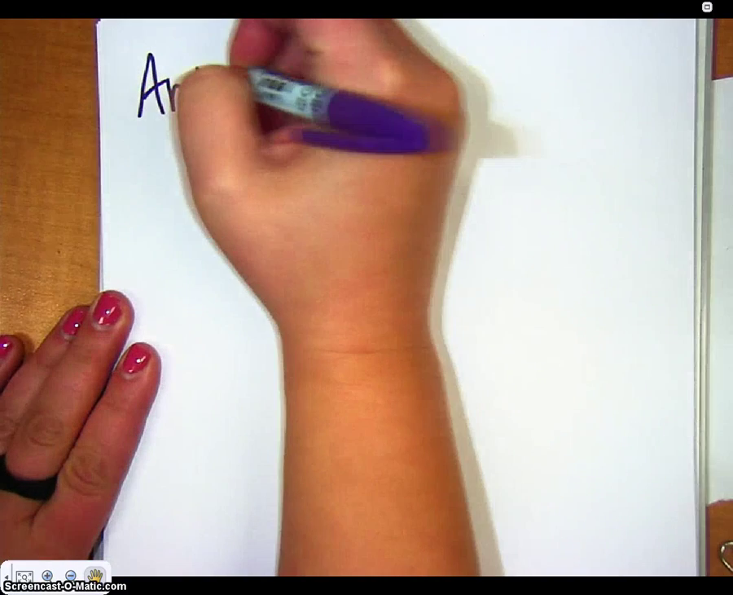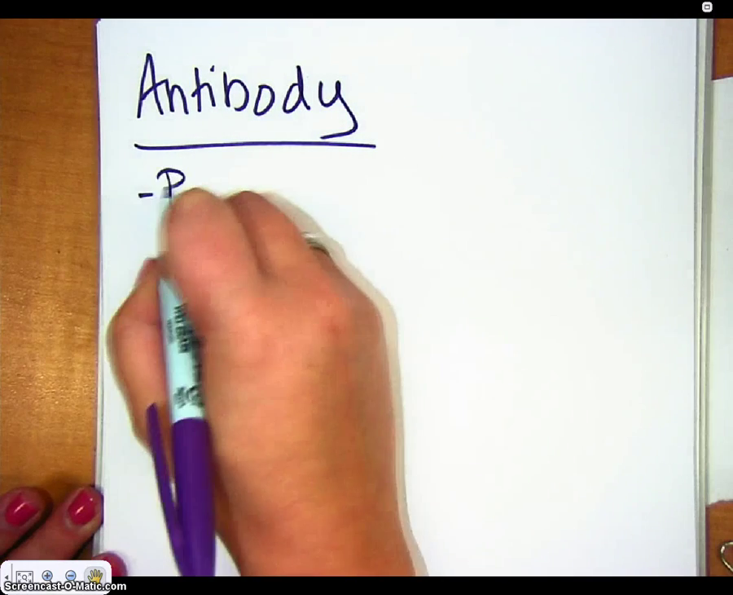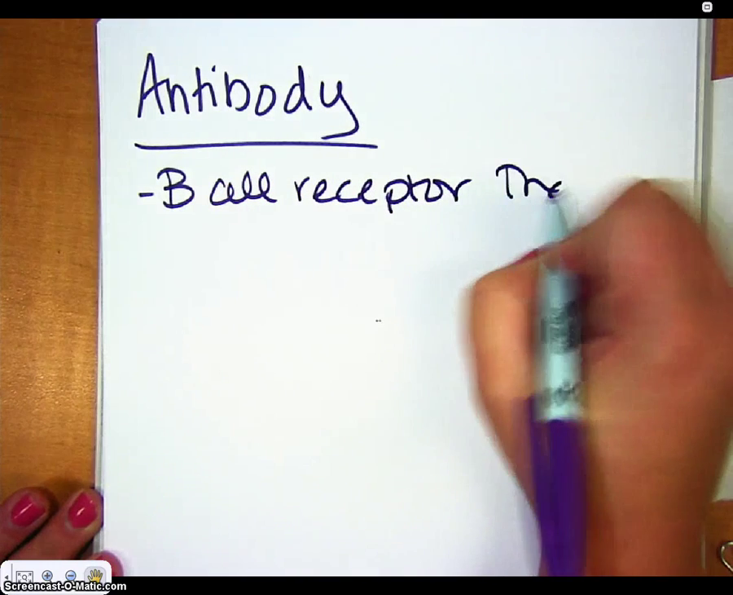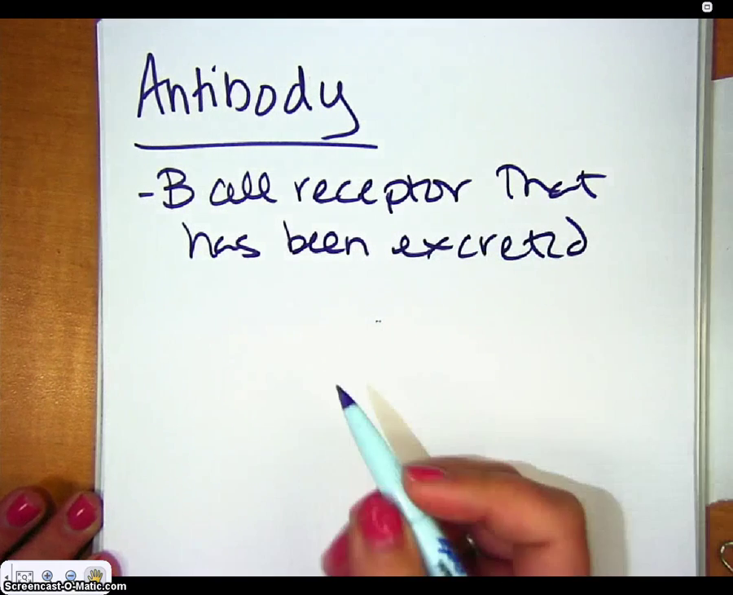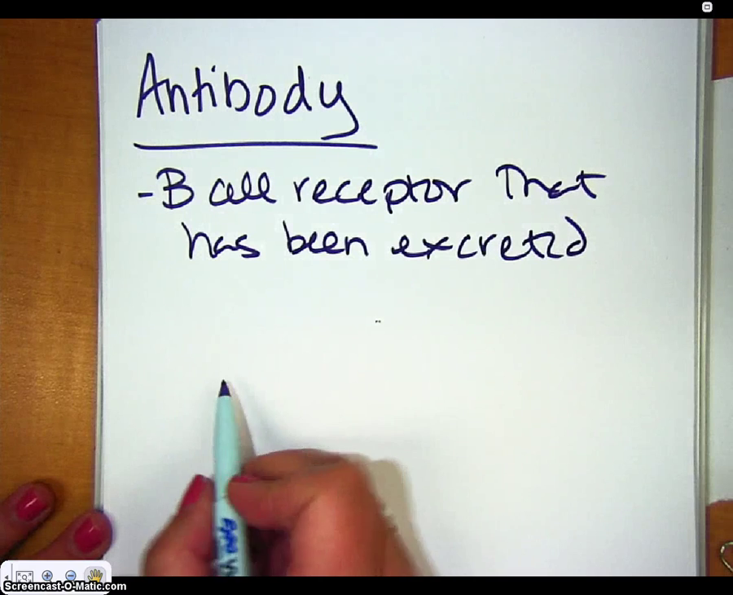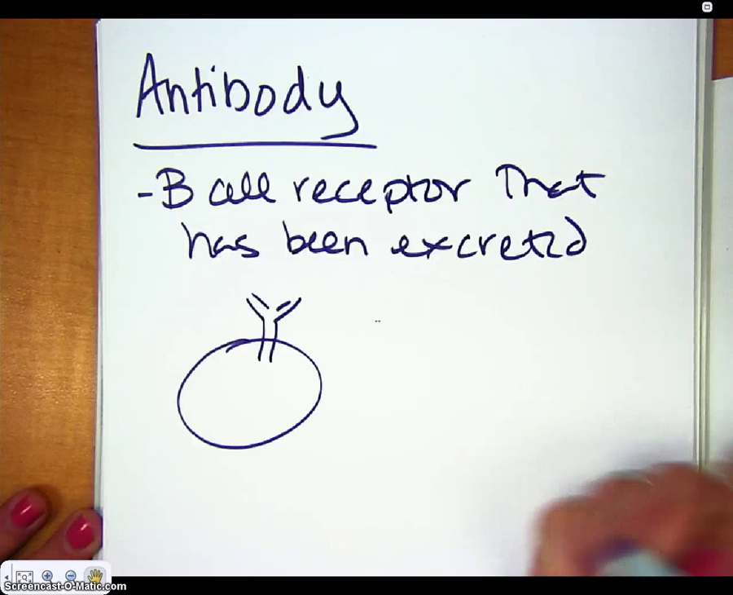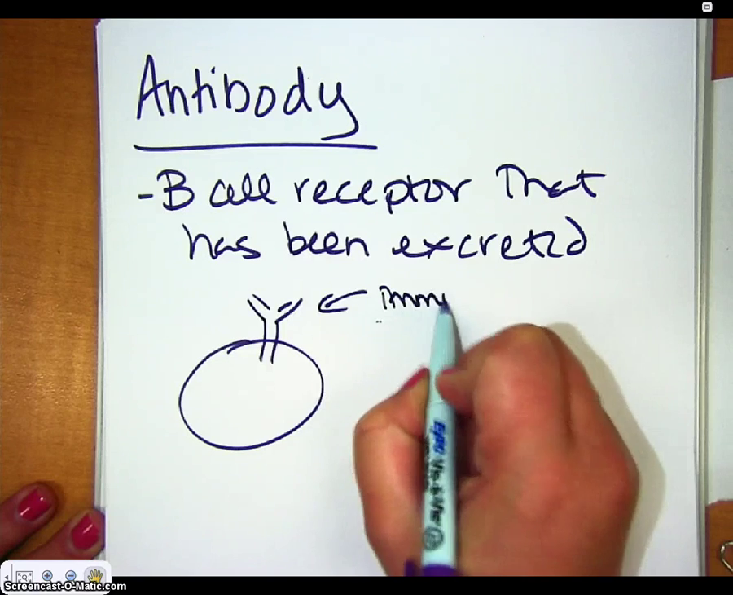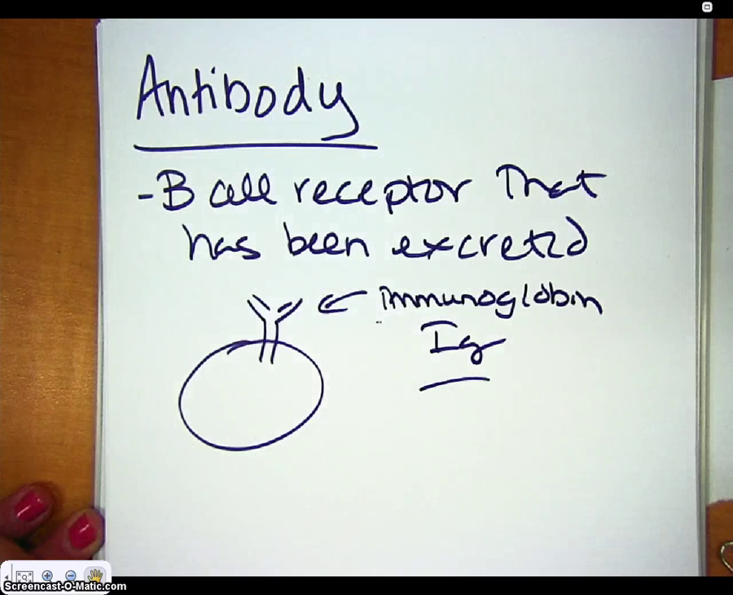Alright, so in this video I'm going to talk about the functions of an antibody. So let's just go ahead and review what an antibody is. An antibody is a B cell receptor that has been excreted. Right? So essentially, you have a B cell, and on the surface of the B cell is this little receptor, and when it's in the B cell, it's called immunoglobulin, and it's frequently abbreviated like this, right?